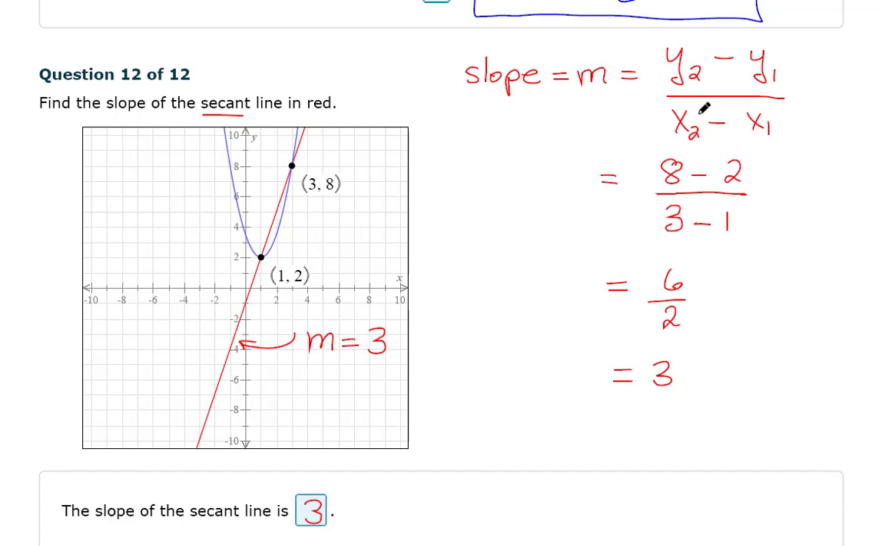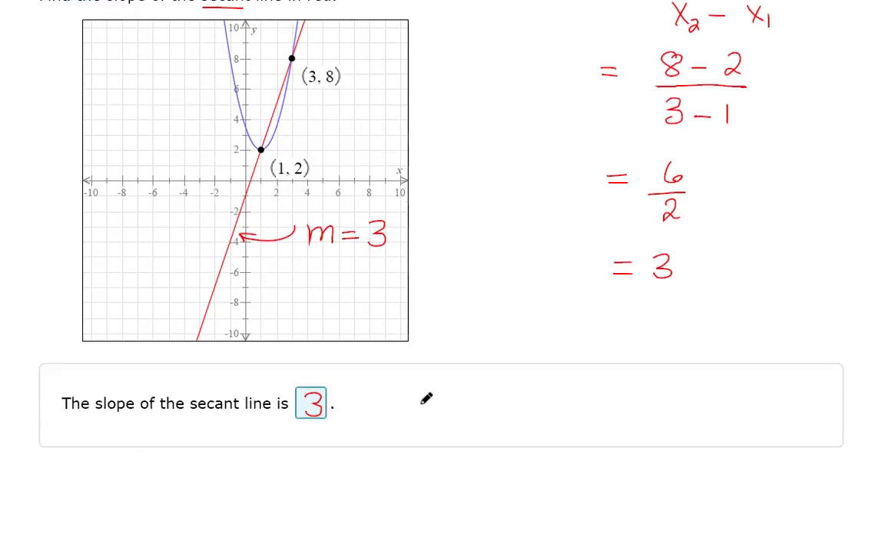Or I could use my points. 8 minus 2 is 6. 3 minus 1 is 2. 6 over 2 is 3. The line is going up, so the slope should be positive. That agrees with what we found. And that's the end of it for section 2.4.